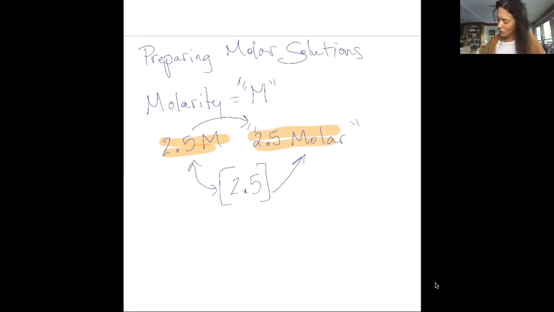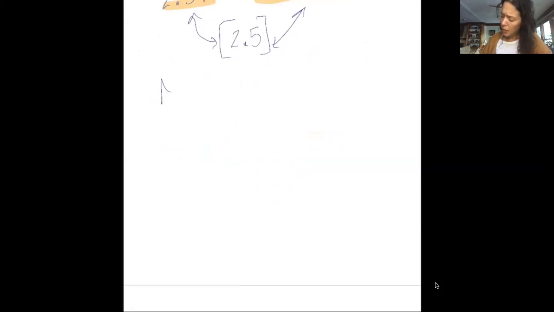So that's what I need you to realize is the big M stands for molarity. We call it a 2.5 molar solution, and brackets mean molarity. So I can use brackets in place of my big M, okay? Do not use brackets if you're not talking about molarity though, because it means molarity. All right, and we know that big M is the moles of solute over the liters of solution. All right.